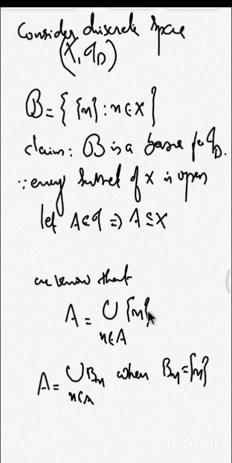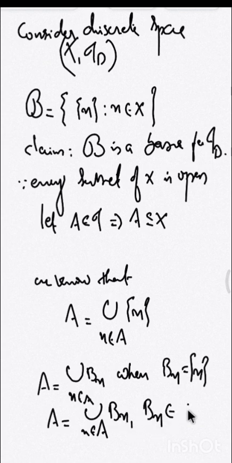I call the singleton {x} as Bx. I denote Bx by the singleton {x}. Then A can be written as the union over x in A of Bx. What is Bx? Bx is a member of B, correct? Then A can be written as the union over x in A of Bx, where each Bx belongs to script B.